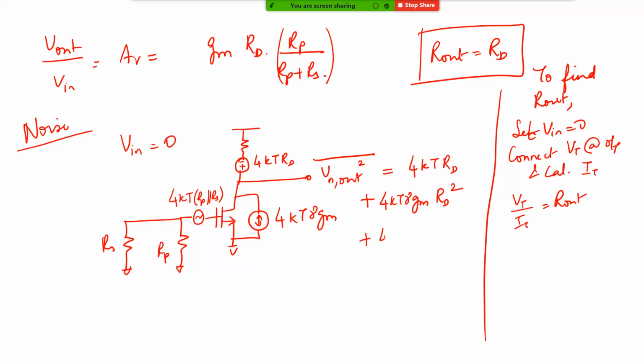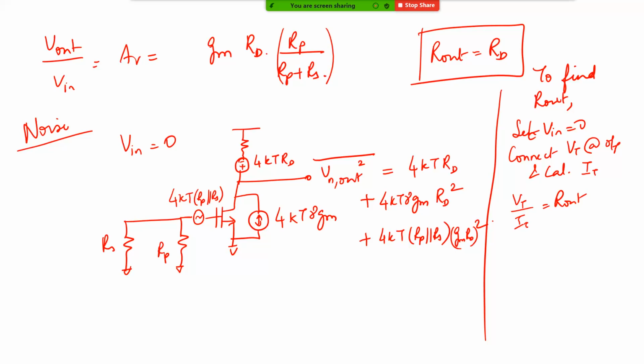Plus we have 4kT Rp parallel to Rs. This is the noise voltage power spectral density at the input, so it is multiplied by the square of the transfer function. The transfer function is the intrinsic gain of this device, which happens to be gm Rd, whole squared. So this is your total noise at the output: 4kT Rd plus 4kT gamma gm Rd squared plus 4kT Rp parallel to Rs times (gm Rd) whole squared.